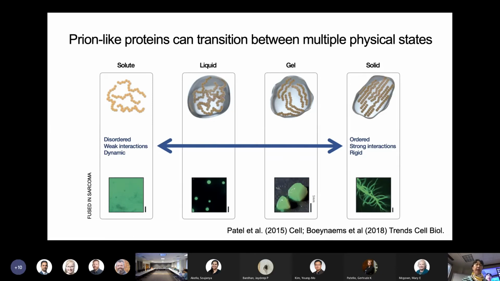But we also knew that these proteins that are highly disordered and contain these prion-like domains can transition their physical states from being dissolved in the aqueous environment to being liquid droplets, to being kind of like gel-like state, as well as aggregated solid state. And some of these states can be reversible.